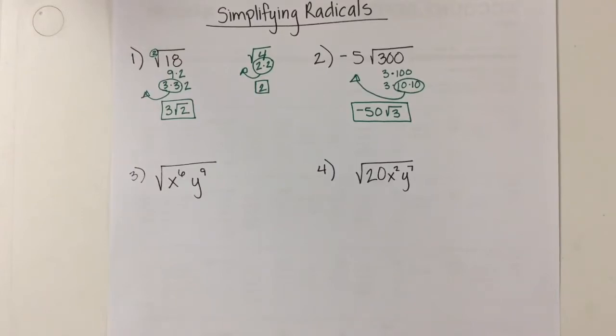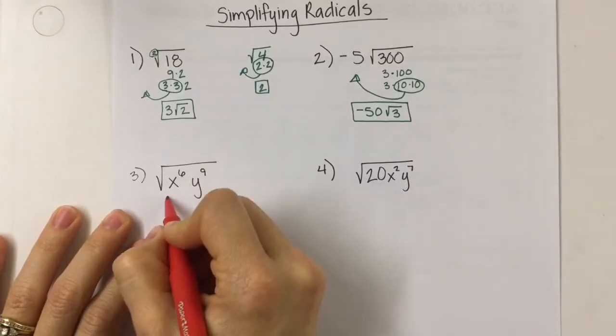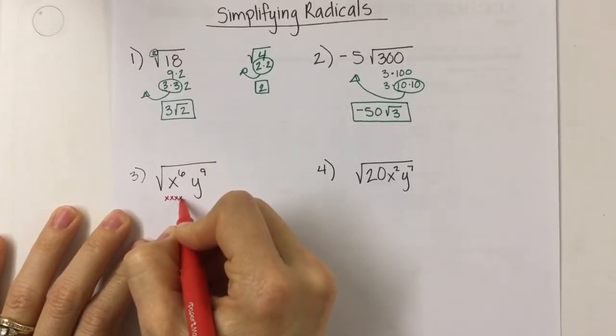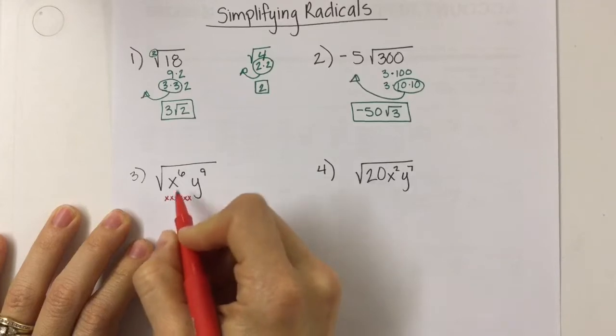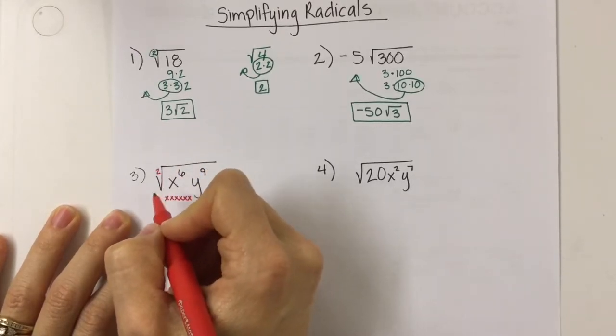And we're going to keep expanding this idea of simplifying radicals. This time I'm going to walk you through simplifying when we have variables inside of our radical. So here we see x to the 6th. Notice I can write that out to be 6 x's. But remember, our index is 2, which means I only need 2 of the same thing to come out.